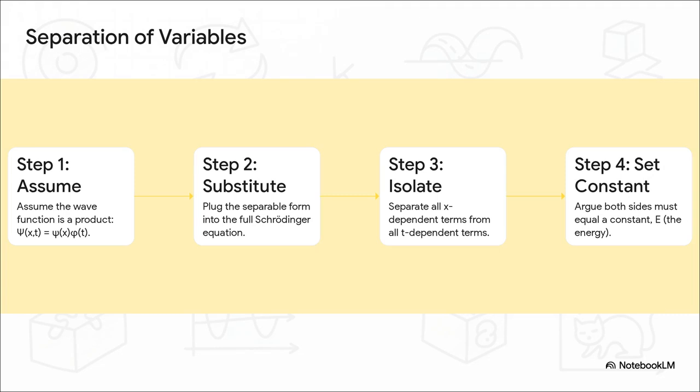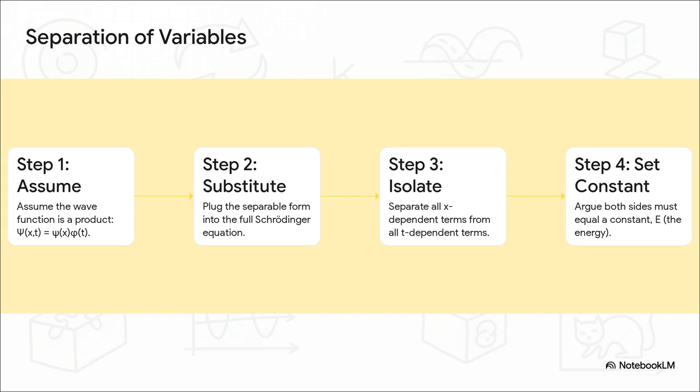So how do we find these magical stationary states? We use a classic mathematical technique called separation of variables. The logic is so important, so let's walk through it nice and slow. First, we just make a guess. We assume that our full wave function, capital psi, can be split up and written as a product of two separate functions. One part, we'll call it little psi, depends only on position, x. The other part, we'll call it phi, depends only on time, t.